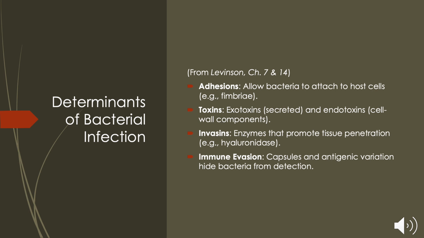Several bacterial features determine how severe an infection becomes. Adhesins allow bacteria to stick to host cells. Toxins damage tissues and disrupt cell functions. Invasins help bacteria move through tissue barriers, and immune evasion strategies like capsules or biofilms help them hide from white blood cells.